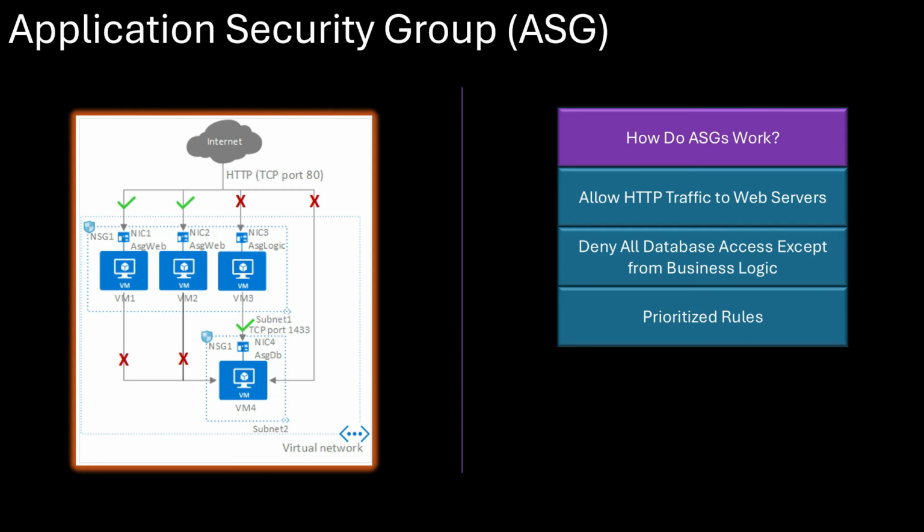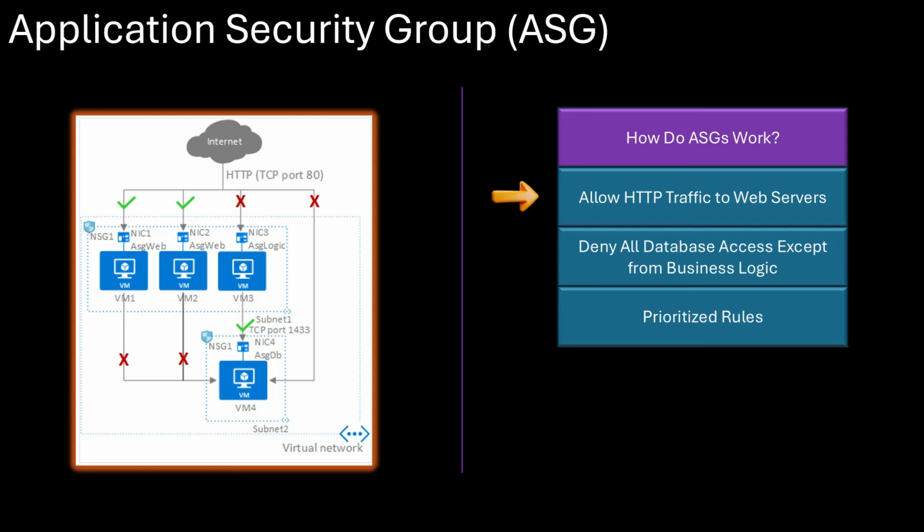To understand how ASG works, let's picture this. You have NIC 1 and NIC 2 that belong to a web server's ASG called ASG-Web. NIC 3 belongs to ASG-Logic for business logic, and NIC 4 is part of ASG-DB for databases. Now you can define simple rules in your network security group to allow HTTP traffic to web servers only, or deny all database access except from the business logic layer. And you can prioritize the rules based on your requirement.